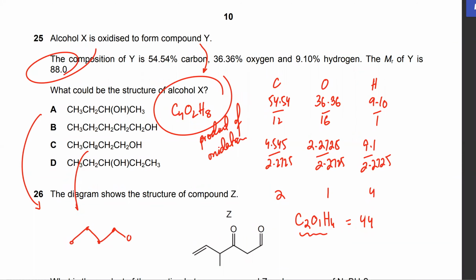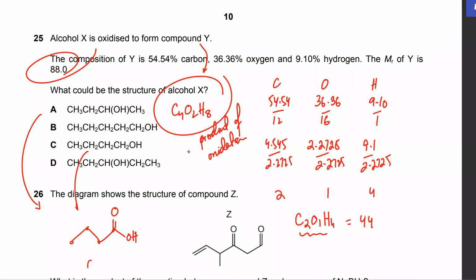And the last one has OH. Is this a primary alcohol, secondary, or tertiary? Primary. So primary alcohols turn into carboxylic acids. This carbon atom turns into C double bond O and OH. So is this the product Y?